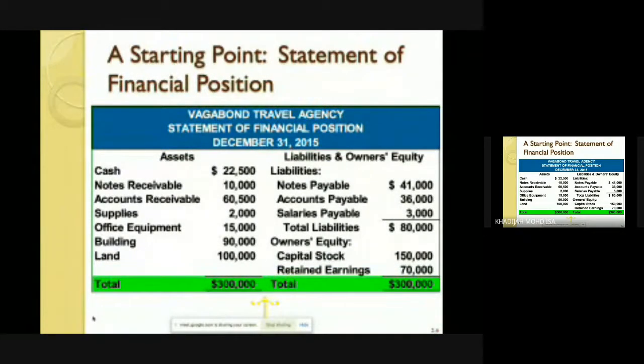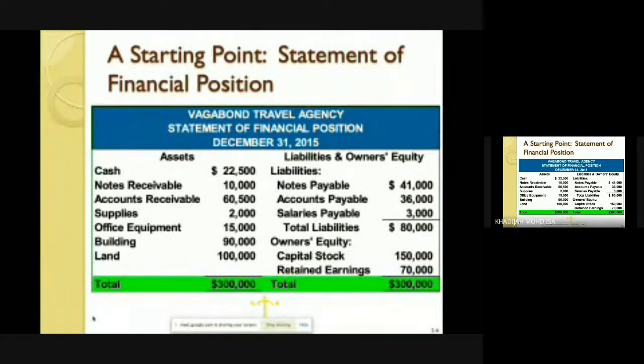And then you have the liabilities on the other side. So you have assets on the left side, and then you have liabilities and owner's equity. In this case, liability is 80,000, and your owner's equity total is 220,000. So 220,000 owner's equity plus liability of 80,000 gives 300,000, which is the same as your total assets on the left side.